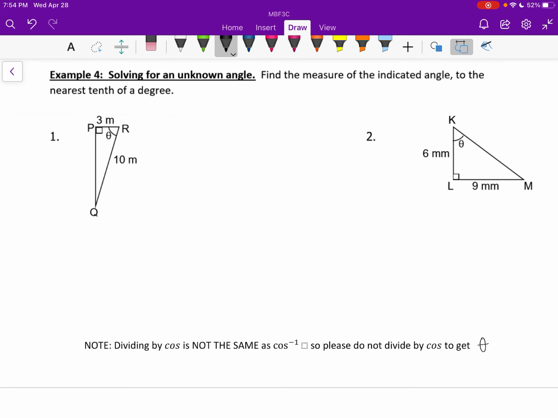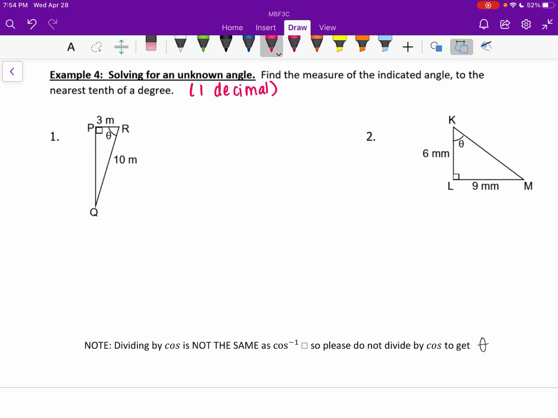So we're just going to move on to example 4, and that's our last example for this lesson. It says, solve for the unknown angle. So find the measure of the indicated angle to the nearest tenth of a degree, which is just 1 decimal place. And more often than not, I will just ask for 1 decimal place. If it's an angle, I might just even ask for the whole angle. Just be careful to read that carefully.